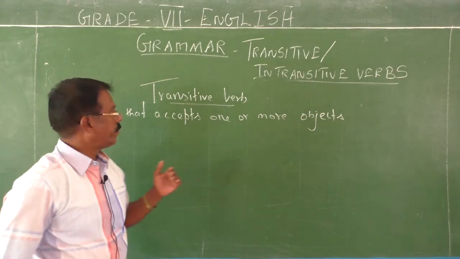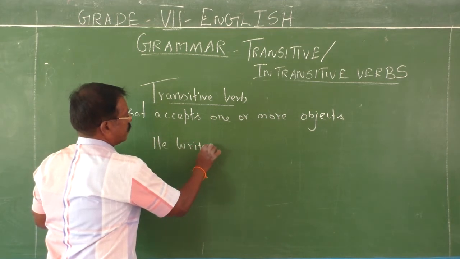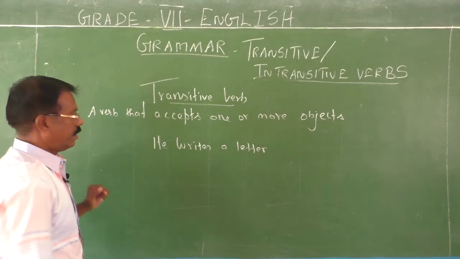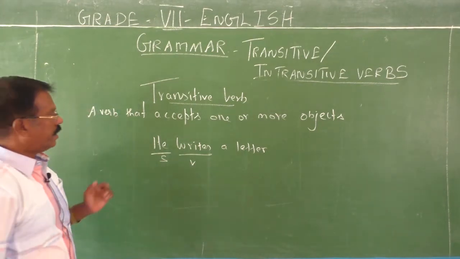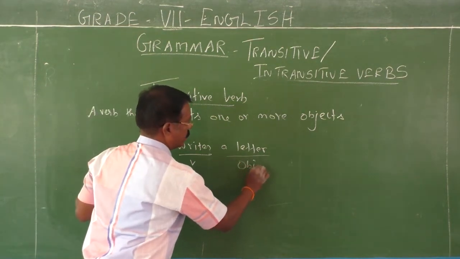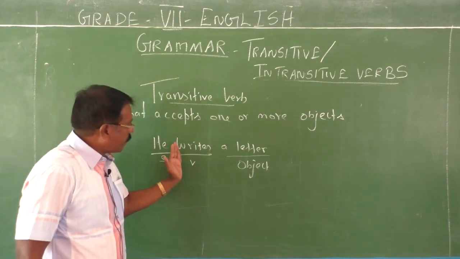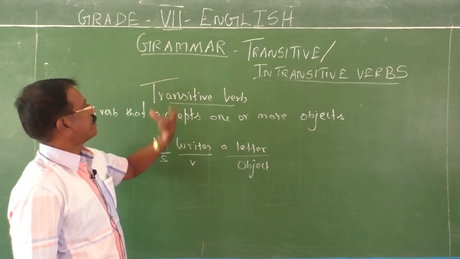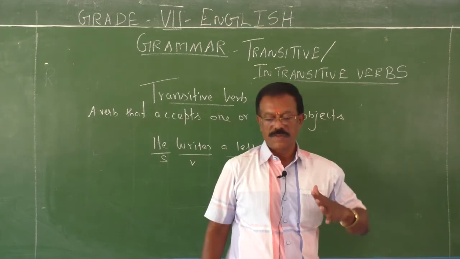So for example, he writes a letter. See this example. He is a subject, writes is a verb. He writes what? A letter. Letter is an object. So here this verb writes takes the object, so this verb writes is called a transitive verb. A verb which takes an object is called a transitive verb.